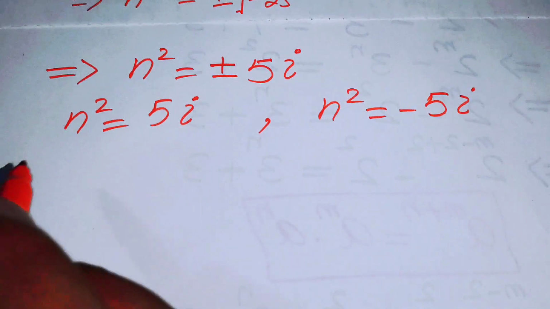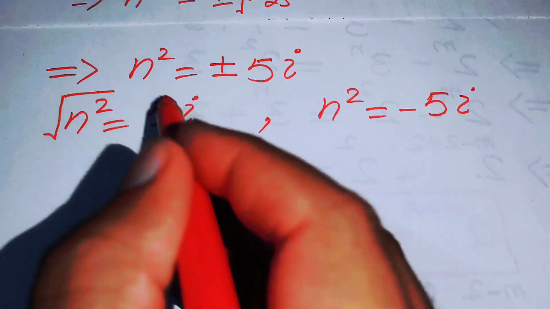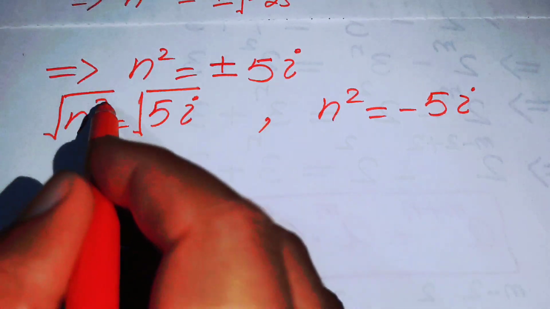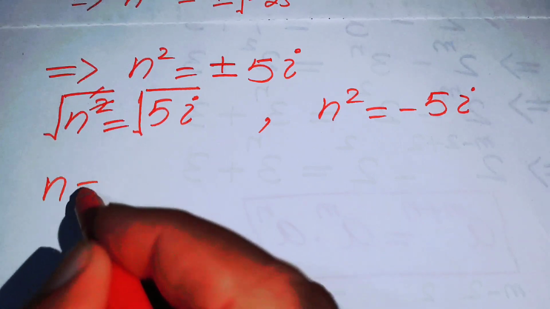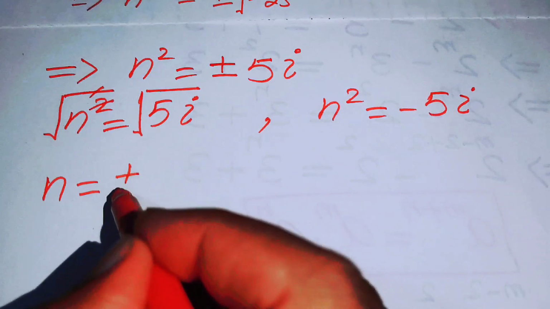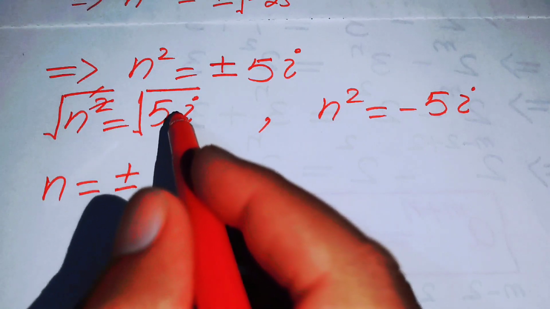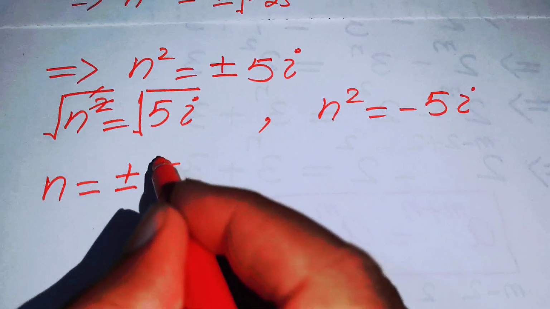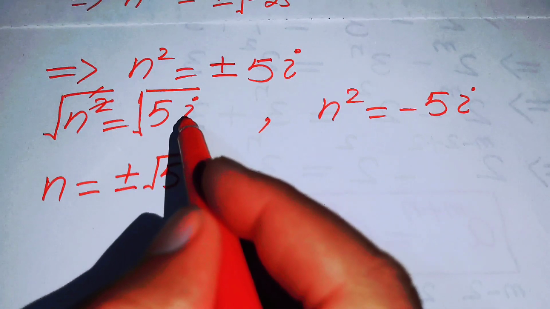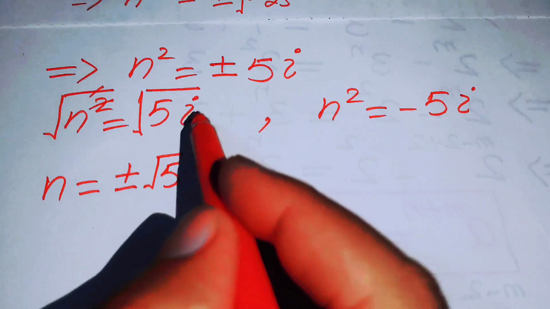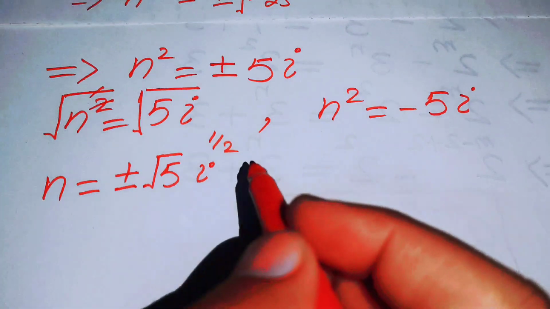So here we again remove the square on both of the sides, so we can take the square root on both of the sides, and you will get here these two and square root are gone, and here you get n is equal to plus minus, we can just write it as square root of 5 into iota, and we can just write this as iota power 1 over 2.